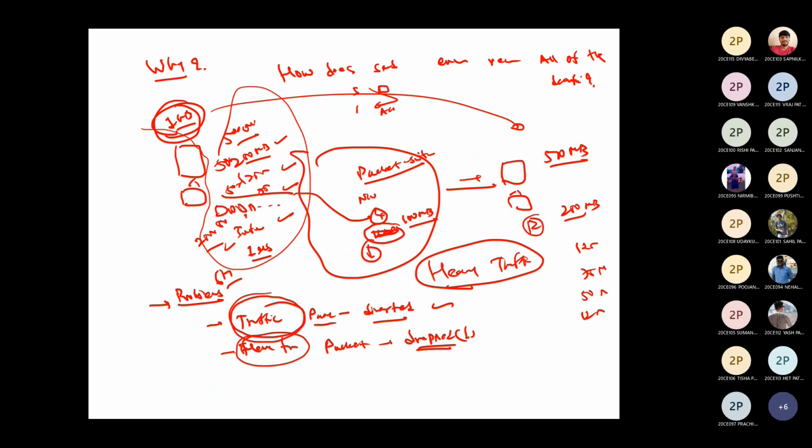What is the solution? The problem is heavy traffic, or the small RAM space available in routers. What is the solution?